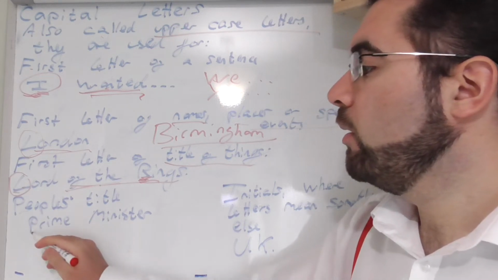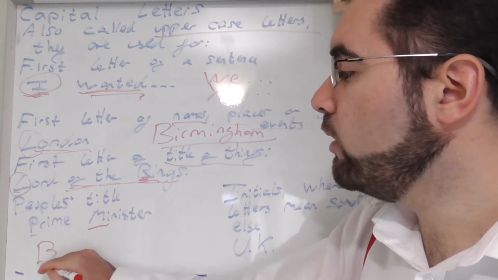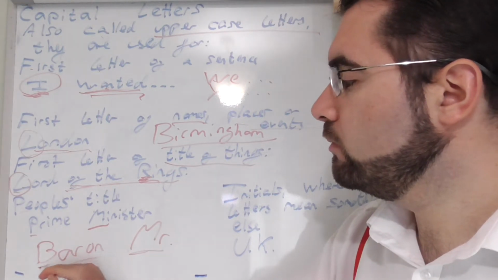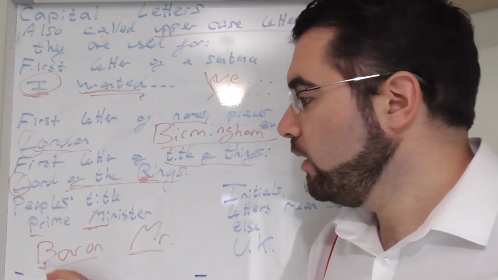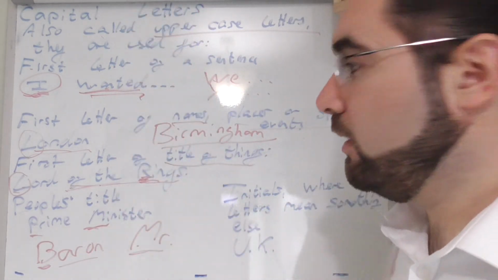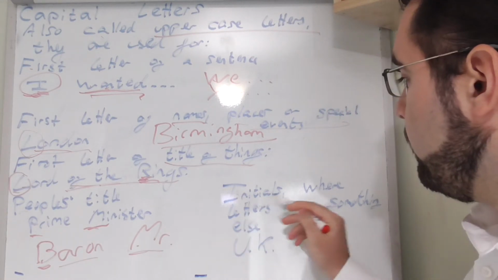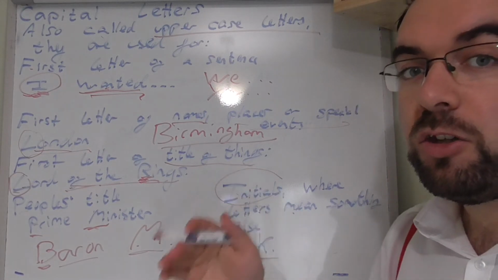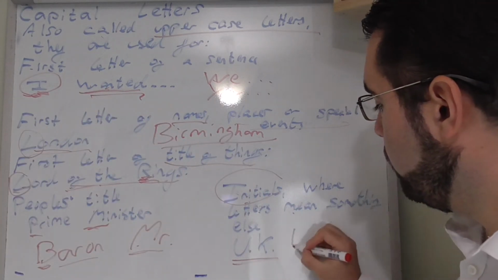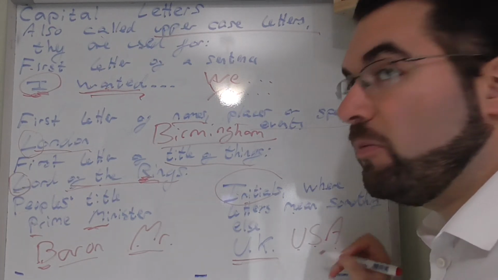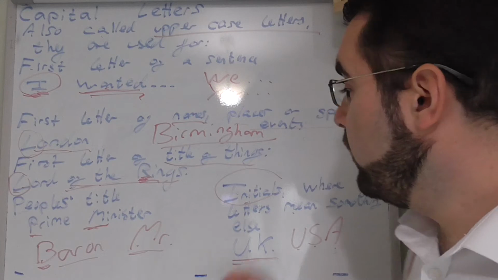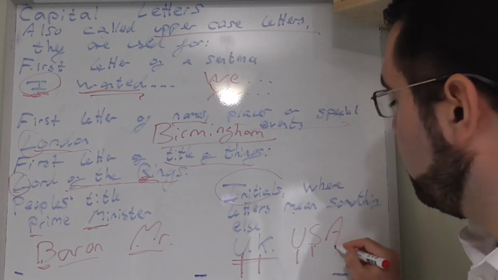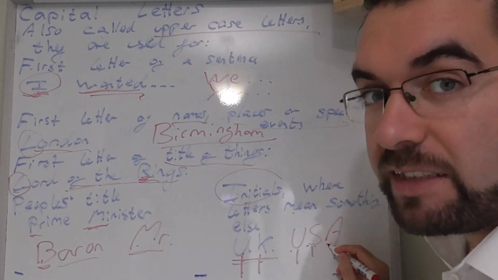People's titles. Prime Minister, Baron, Mr, PM, BM, capital, big letter. Or initials, where letters mean something else. So UK, the UK, or United Kingdom, or USA, United States of America, for example. The initials, only the first letters. United Kingdom, United States of America, UK, USA.